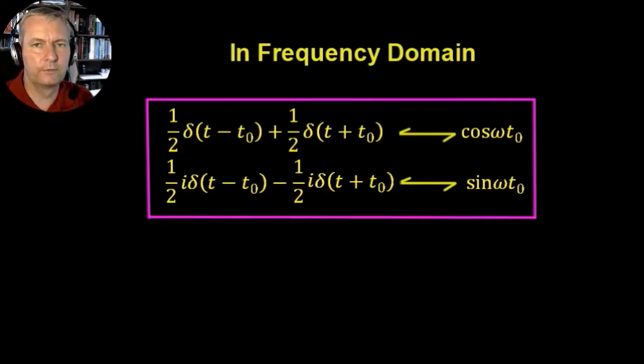So let's finish off by looking at the frequency domain. If we were to have a cosine function in the frequency domain, then whenever we inverse transform it, we get two impulses in the time domain. So cos omega t is given by a half delta t minus t naught plus a half delta t plus t naught. And similarly with sine omega t naught, we would have a half i delta t minus t naught minus a half i delta t plus t naught. So that's all there is for the sine and cosine.